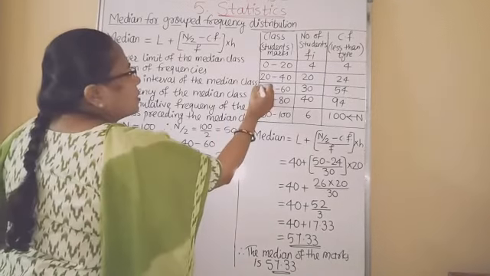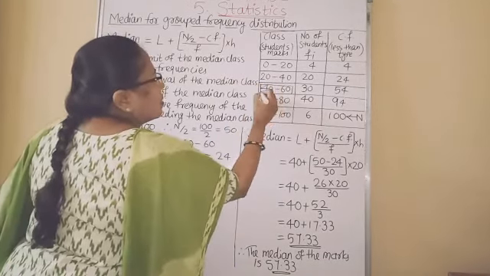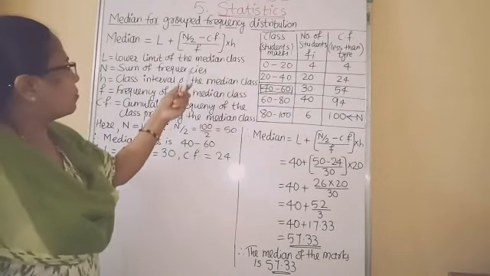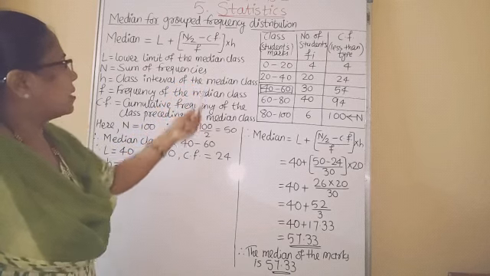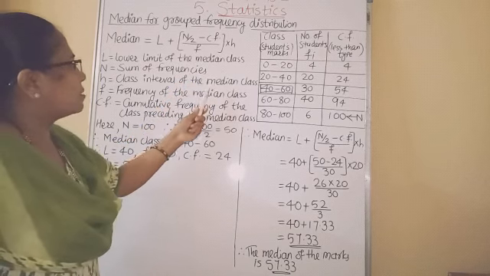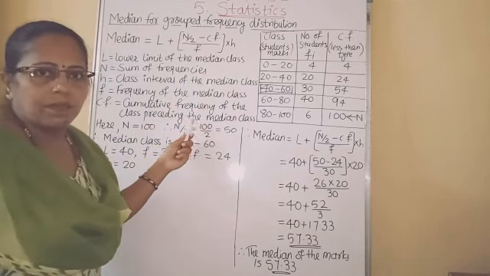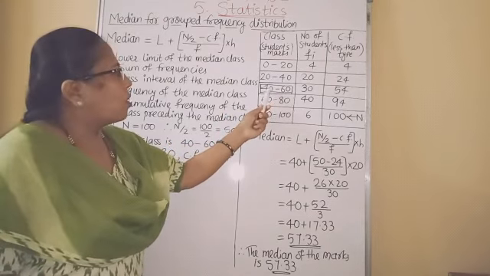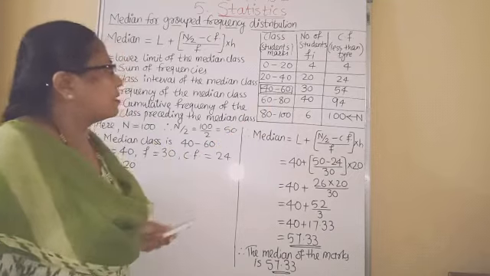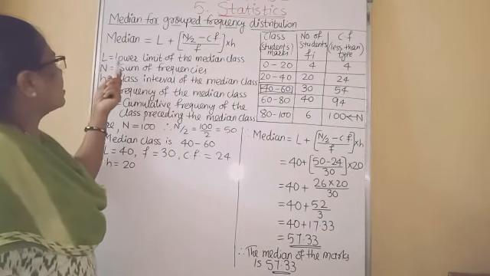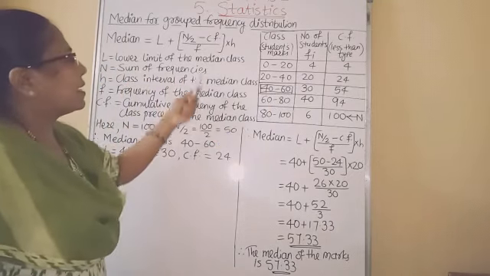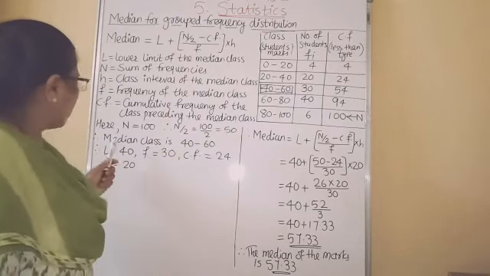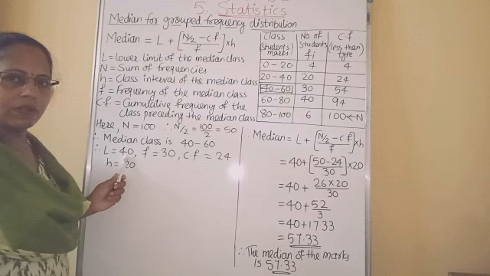Students, your first step is to find out which is the median class. If you look at these expansions, you can see that each value depends on the median class. So first you have to find the median class. Here we got the median class 40 to 60. Now the first value, L. L means the lower limit of the median class. The lower limit of this median class is 40. So L is equal to 40.